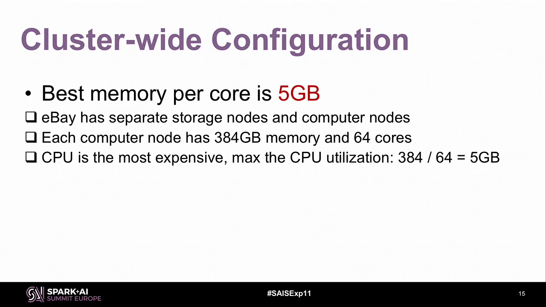Okay, let's get a clue from the hardware spec. In eBay, we have separate storage nodes and separate compute nodes. Each compute node has 384 gigabytes of memory and 64 cores. CPU is the most expensive resource. Ideally, we want to maximize the CPU utilization. So we plan to make each core use 5 gigabytes of memory.